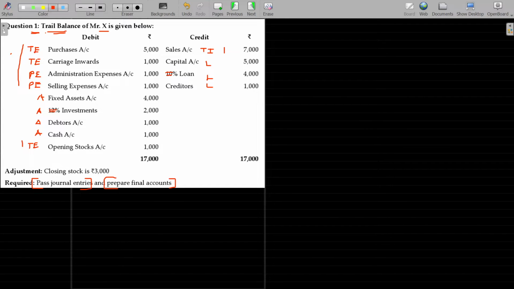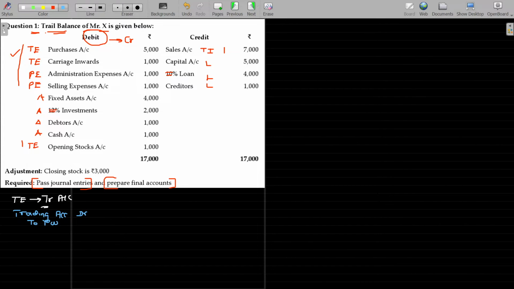Let me now pass the entry for the trading expenses as well as the P&L expenses. The entry here being trading expenses transferable to the trading account. While transferring, the debit should be converted to credit, and the account where it is transferred will be debited. So the trading account should be debited, to what?